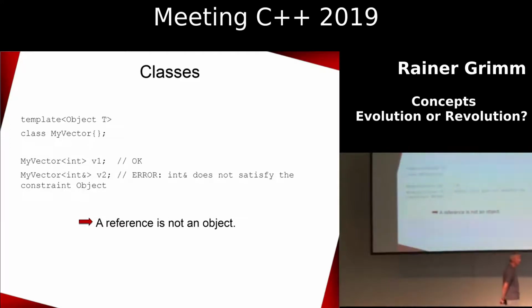Of course, we can apply concepts to classes. Have a look here. I defined the class template my vector taking an object, whatever that means. Now, when I invoke my vector with an int, which is an object, this would be fine. When I invoke it with an int reference, this is not an object, therefore I would get an error message. I will show you concrete error messages in a few minutes, but I just want to show you the features which are possible with concepts.